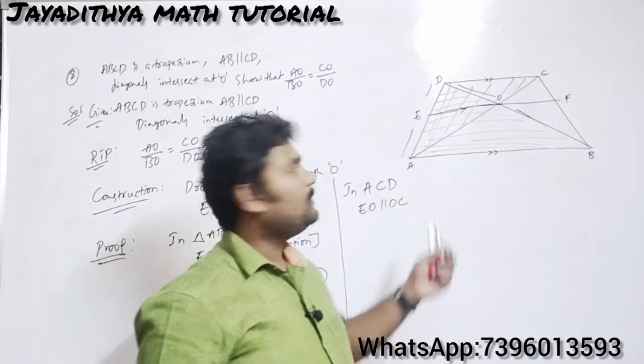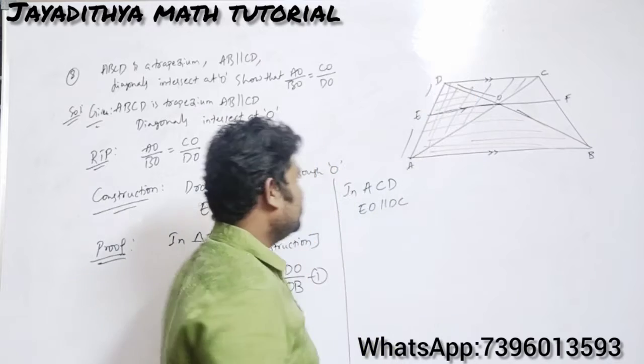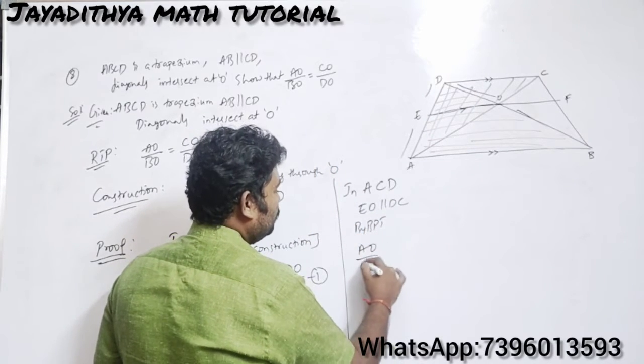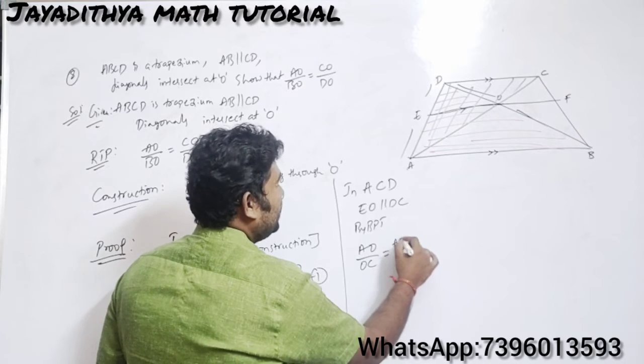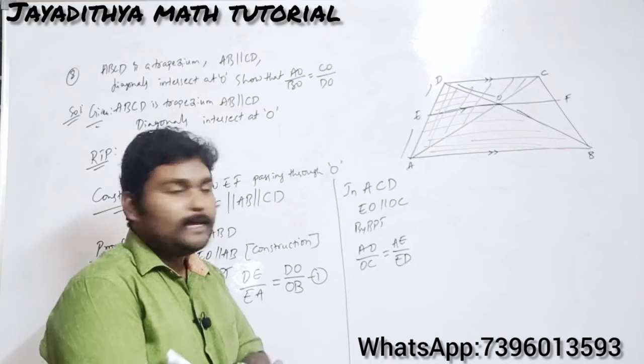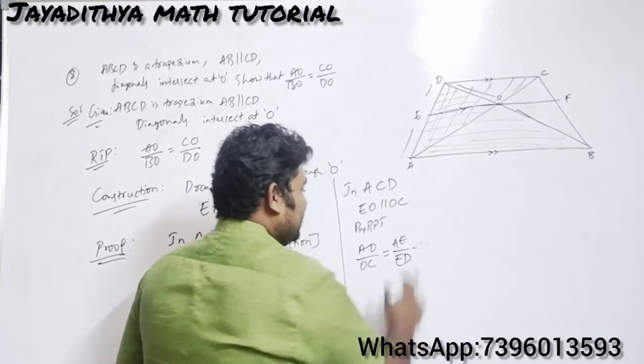So what can we write here by the basic proportionality theorem? AO by OC is equal to AE by ED. So by BPT, we can write AO by OC is equal to AE by ED. Clear? This is equation 1. Let's wait here.